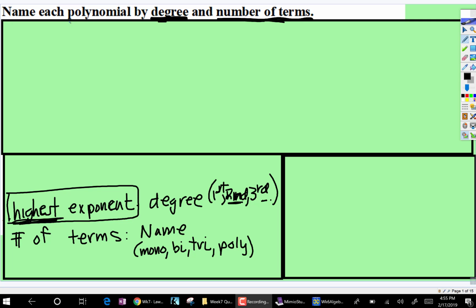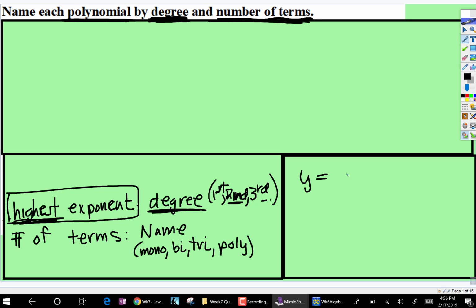Okay, now we're going to be working with polynomials, moving beyond just linear equations and naming polynomials. You need to figure out how we identify a polynomial. Well, there's the degree and the number of terms that we need to pay attention to. So how we identify the degree is the highest exponent.